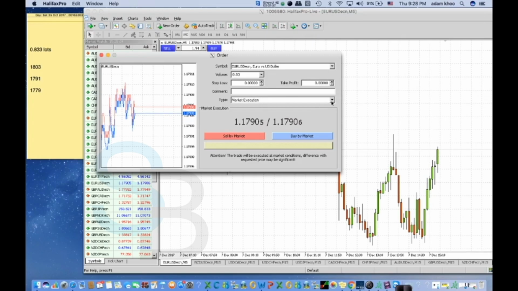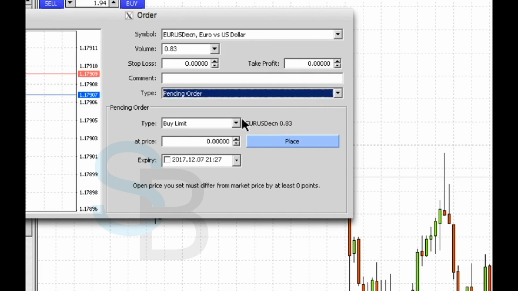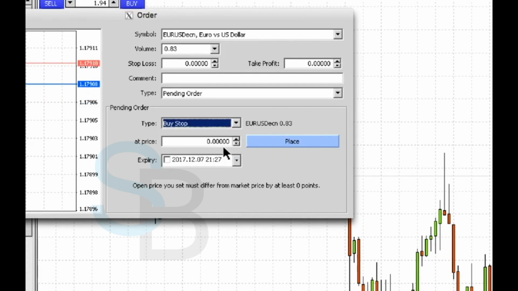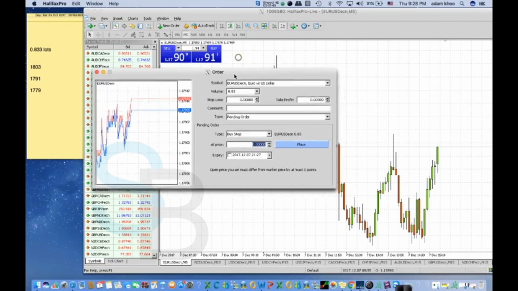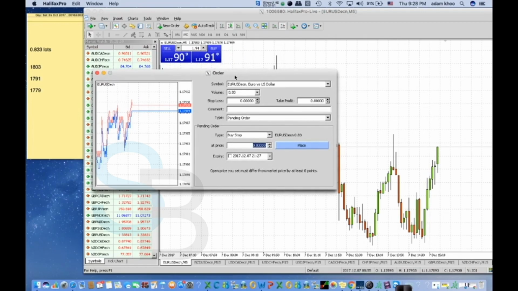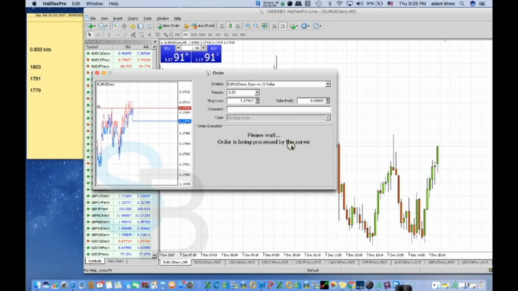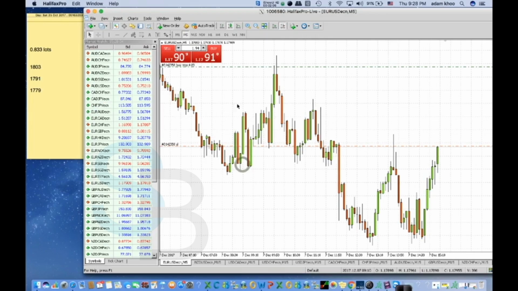So first I'm going to put in my buy order. So pending, buy stop order. I'm going to buy at 1.1803. Okay, and my stop loss will be the current price, 1.1791. Okay, so my order's there.